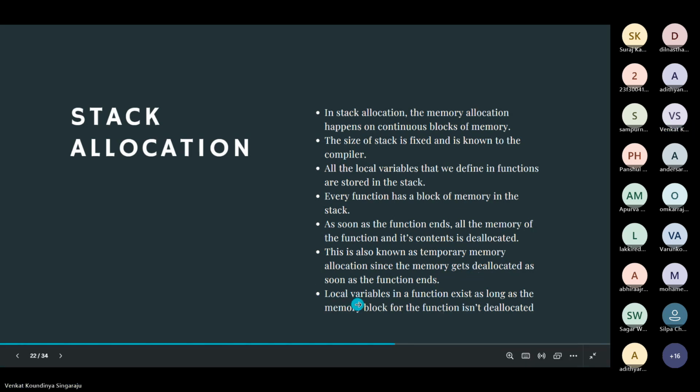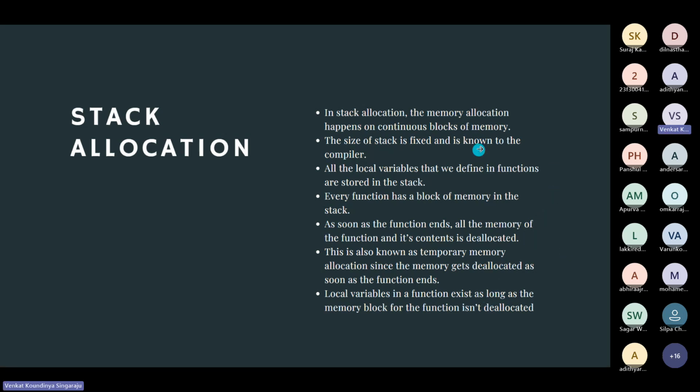Local variables in a function exist as long as the memory block for the function isn't deallocated, or in other words, they exist as long as the function doesn't return and exit. Because once it returns and exits, all the memory for it gets erased. So all the local variables present in it also get erased, and they will no longer be in existence.